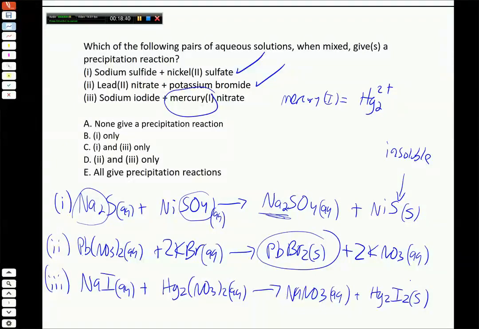We have to do some balancing here, so I think we just need a 2 there and a 2 there. That'll take care of it. But point being, we form an insoluble compound in all 3 of these, and so all 3 are going to give precipitation reactions. Alright, so some of us might have psyched ourselves out thinking that all of the above can't be the answer, but it was here. And we see that in all 3 cases we form an insoluble compound.